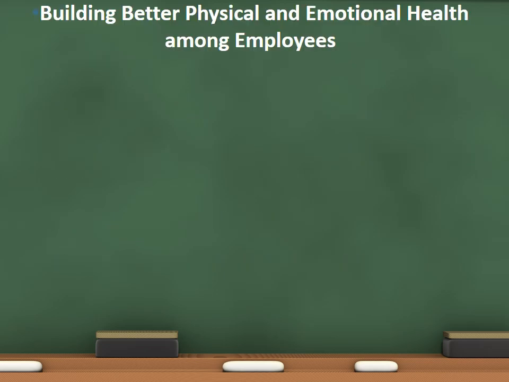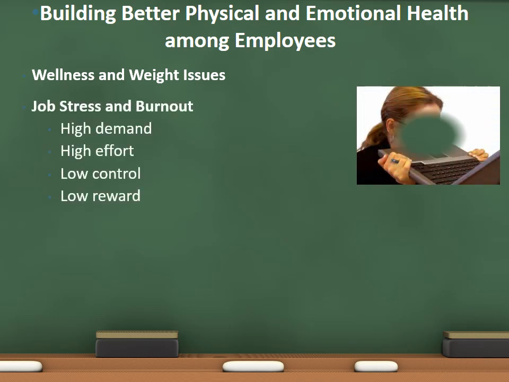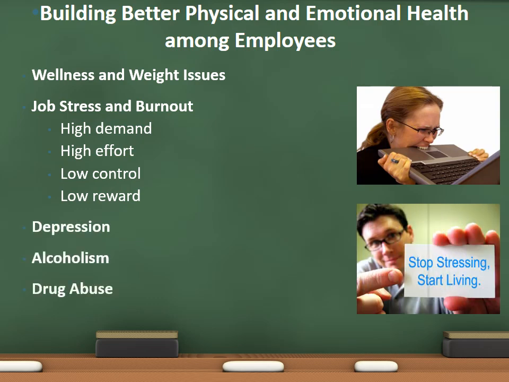Building better physical and emotional health among employees: address wellness and weight issues, avoid job stress and burnout. There's high demand, high effort, low control, low reward. Look at those situations to see how you can overcome them. Depression, alcoholism, drug abuse. Stop stressing, start living. Protect your employees. Have a program in place.